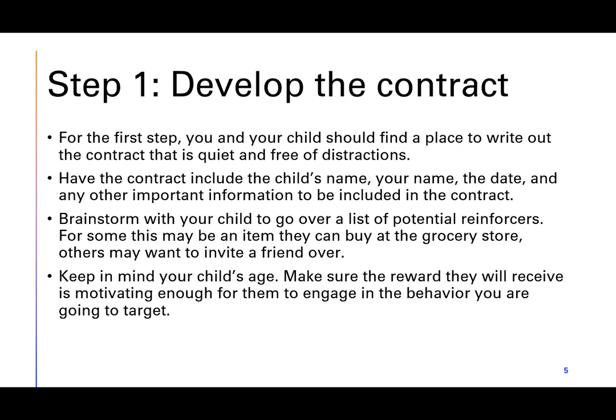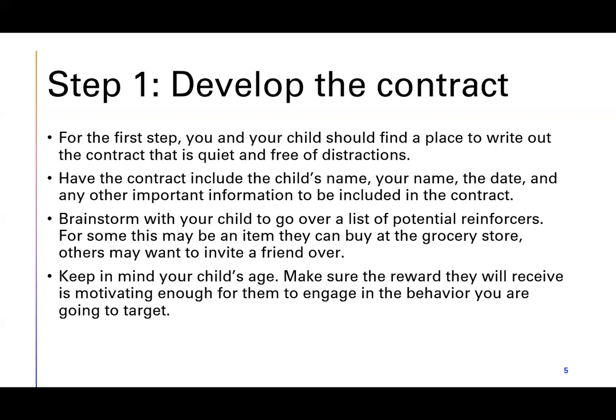So step one would be to develop it. And for the first step, you and your child should find a place to write out the contract that is quiet, free of distractions, and then have the contract include the child's name, your name, the date, and any other important information that you see fit to include. And then you want to brainstorm with your child to go over a list of their potential reinforcers. So go over with them what they would like to do for that week. They might prefer to go to the movie theaters. They might want to play their video game or buy something from the grocery store.